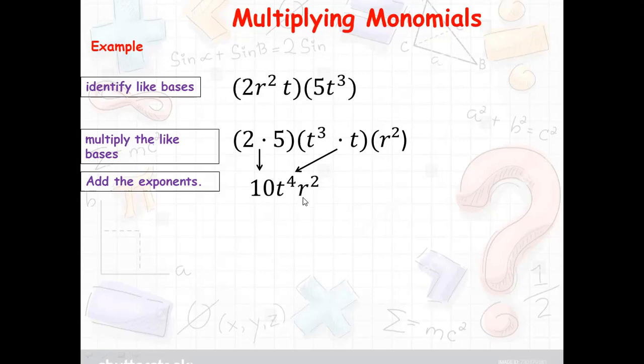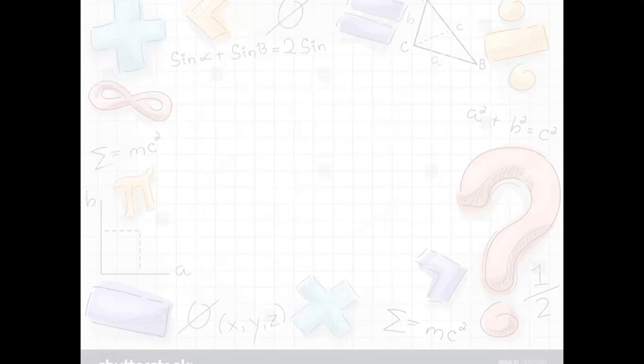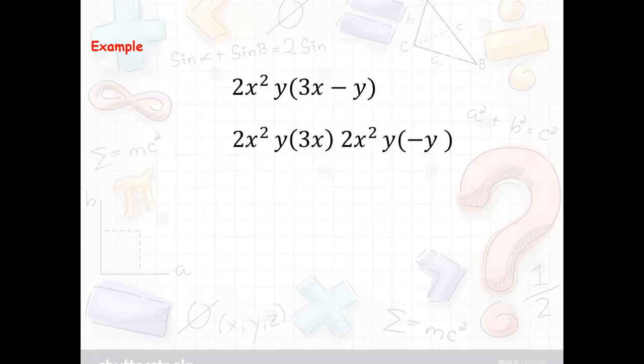Isn't that easy? Let's move on to the next step. Next question. Okay, now when you look at it, it might be a bit difficult, but it is not. All you're going to do is, you can see that there are two terms inside the parenthesis. 3x is one term, y is another term. So you are going to multiply each term inside the parenthesis with what's outside.